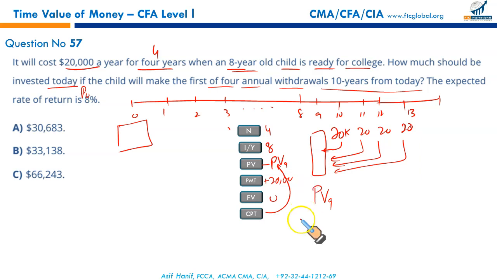Simply punch in CPT and present value. It will give you 66,242.54. That's the present value at the end of year 9.